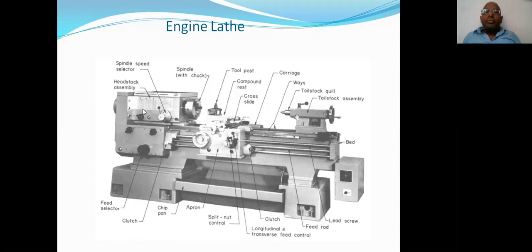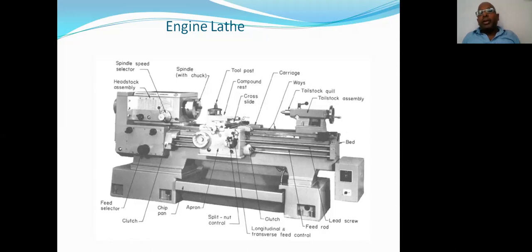Next, if we observe, this engine lathe is provided with a carriage. This is the tool post. This tool post is essential for any type of lathe machine. Even in the previous class we discussed the lathe machine used in olden days, the pedal lathe. Even for the pedal lathe, this tool post is required.